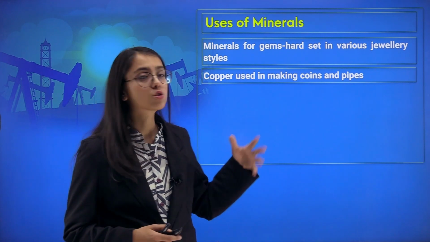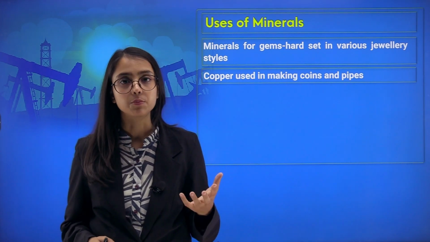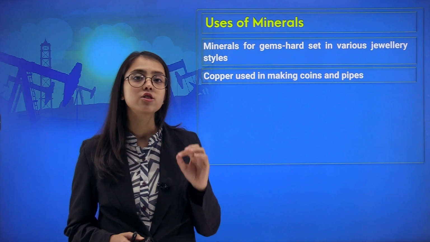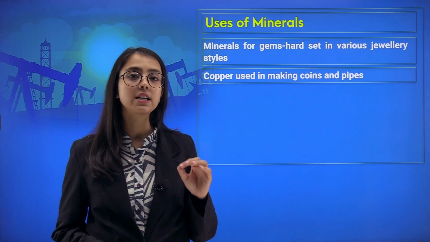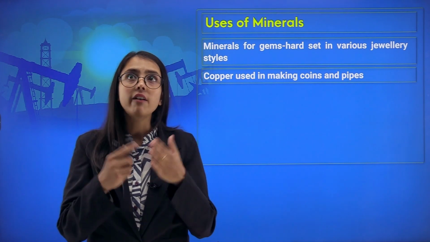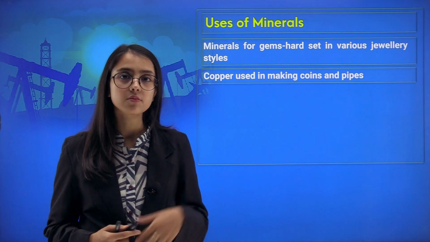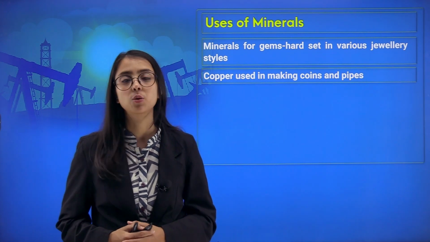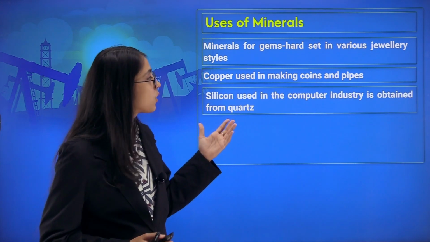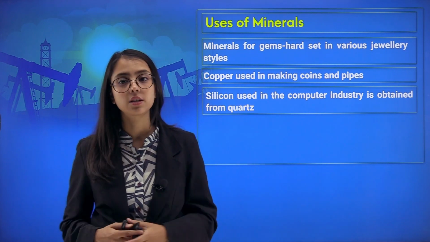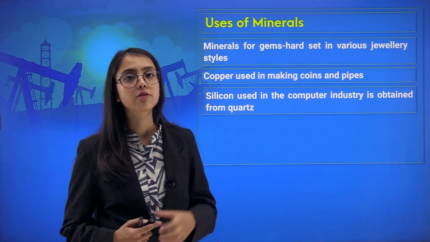Copper is used to make coins and pipes, and also wires, which are very good conductors of heat and electricity. All the wiring that you see around you is somehow made up of copper only. Silicon is used in the computer industry and it is obtained from quartz.